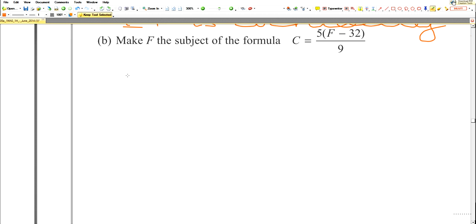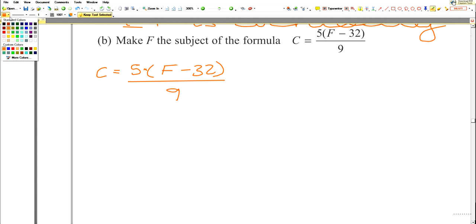So it goes, make F the subject of the formula. Let me just rewrite it again over here, folks. So C is equal to 5, there's a little invisible times, and then it's F minus 32, all of that divided by 9. Now, in order for us to rearrange this correctly, accurately and quickly in the test, we need to understand the basic principles.